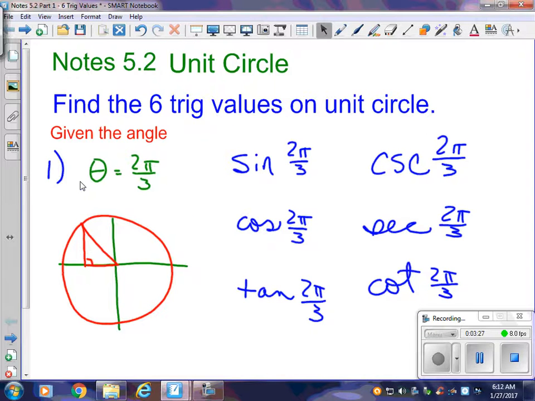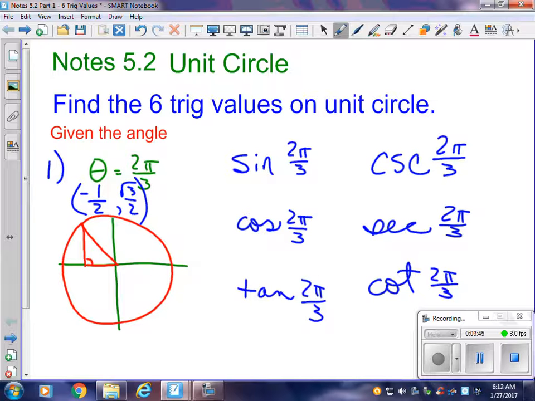So our point is, don't you just love the way the smartboard won't write? -1/2, square root of 3/2. So first of all, it makes sense that the x's are negative because I went left and that the y's are positive and I went high.